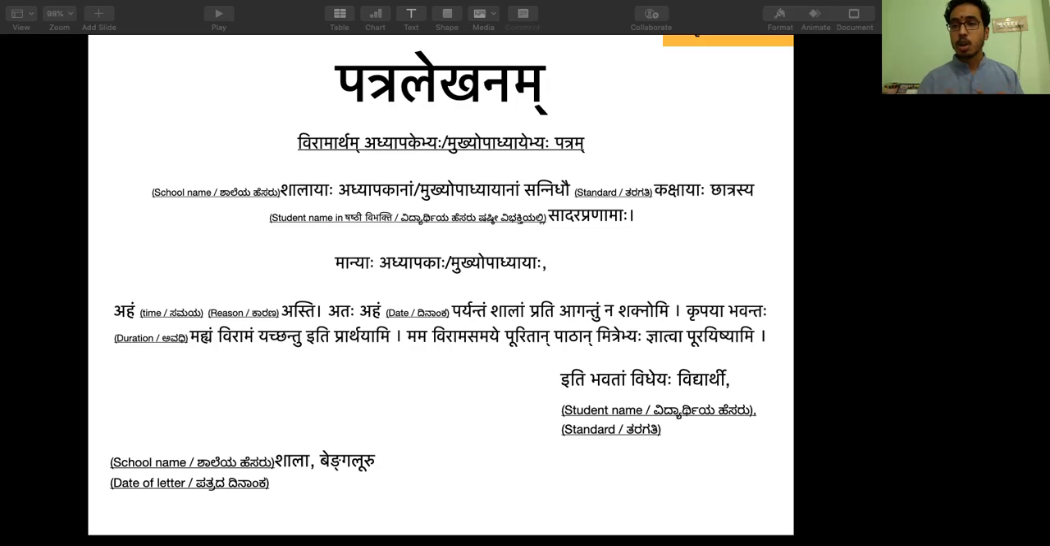And the third is an official or formal letter, which you write to some officer or to some company or to some library. So these are the 3 different varieties of letters that are commonly asked for the Thritiya exam. We'll discuss them one by one. First, we'll take one of the simplest types of patra, which is viramartham adhyapakebhyah mukhyopadhyayebhyah patram.